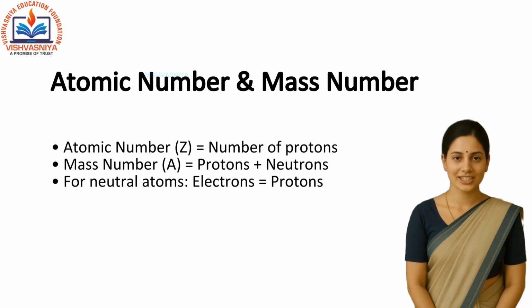Alright, two important numbers to know. Atomic number, Z, tells us the number of protons in an atom. If Z changes, the element changes. So it's the element's ID. Mass number, A, is the total number of protons and neutrons. Think of it like the weight of the atom's nucleus. So, mass number is equal to protons plus neutrons.